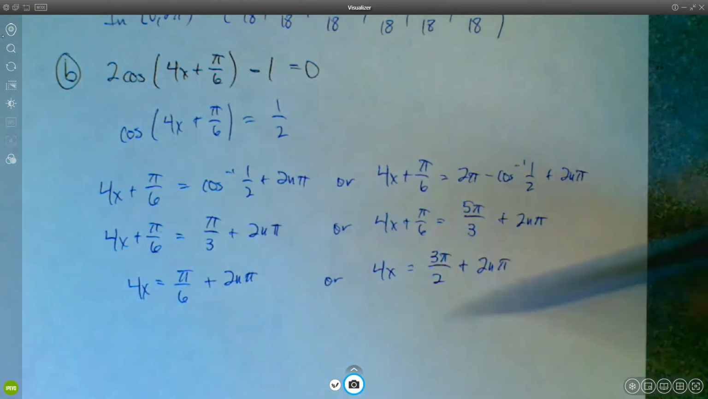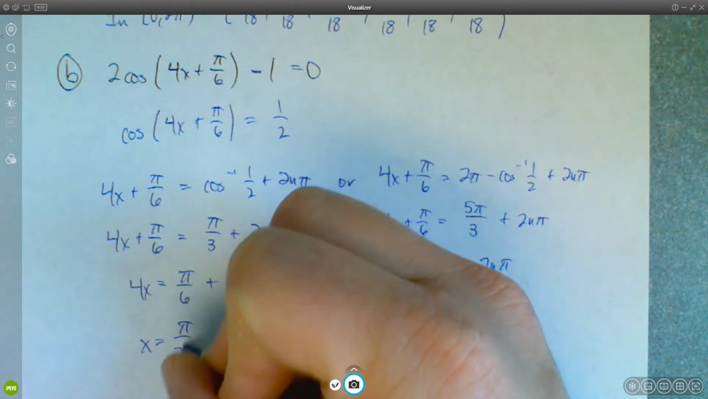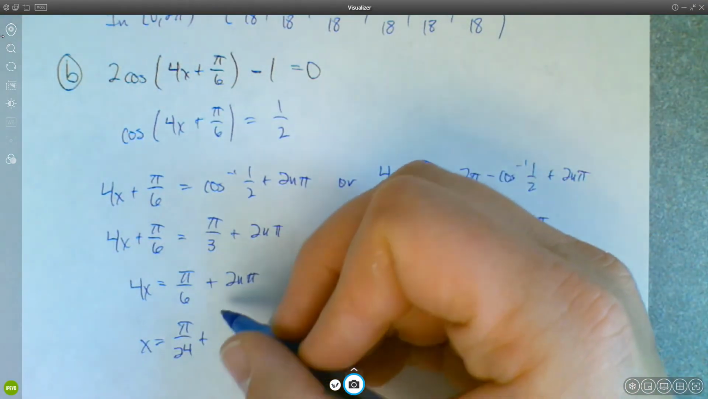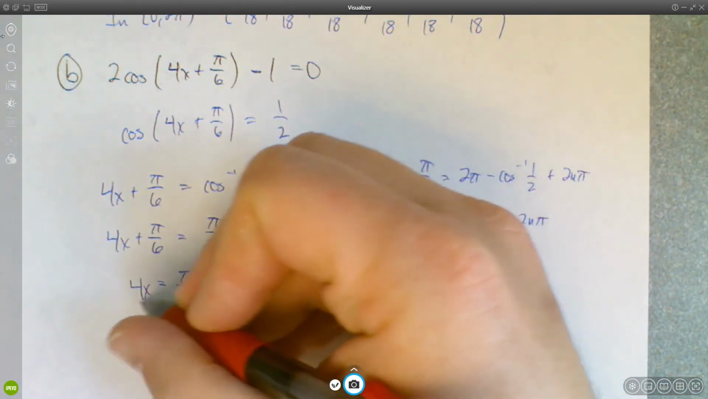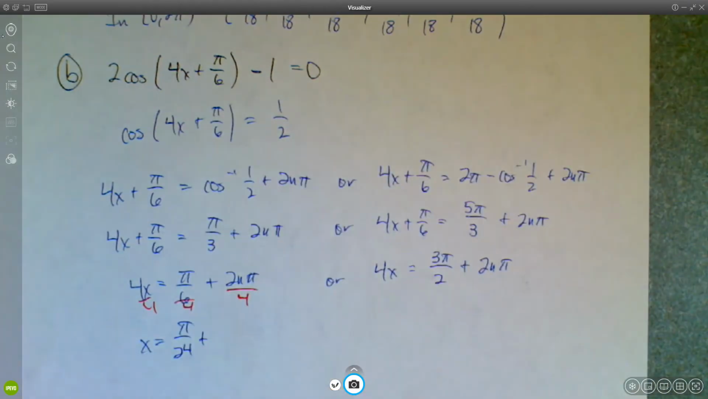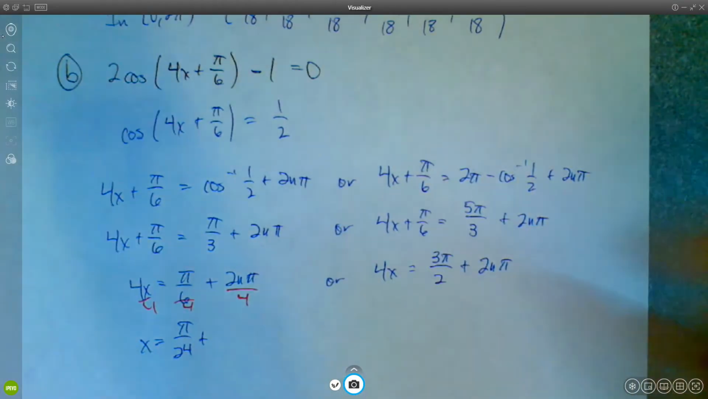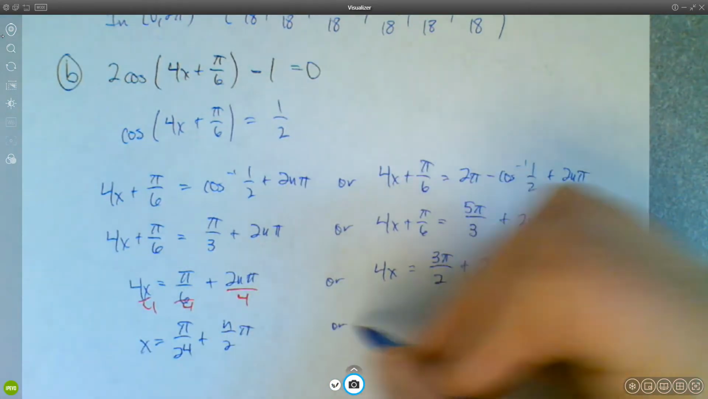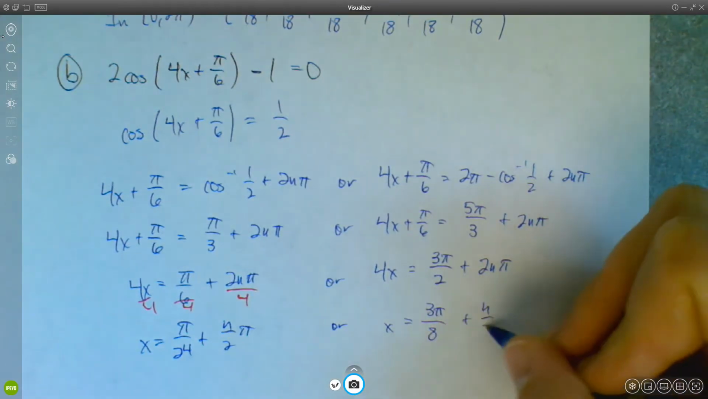And now here's where you do have to divide each term by the 4, right? So you're going to get x equals pi over 24 plus 2n over 4 would be, let me just show it. Right, so we're dividing by 4. And so that would be n over 2 times pi. Or x equals 3 pi over 8 plus n over 2 times pi.